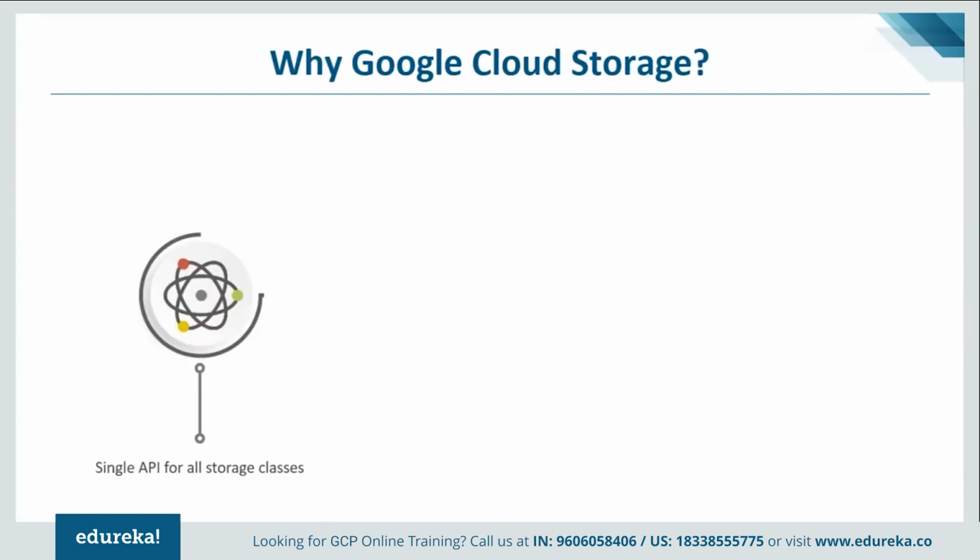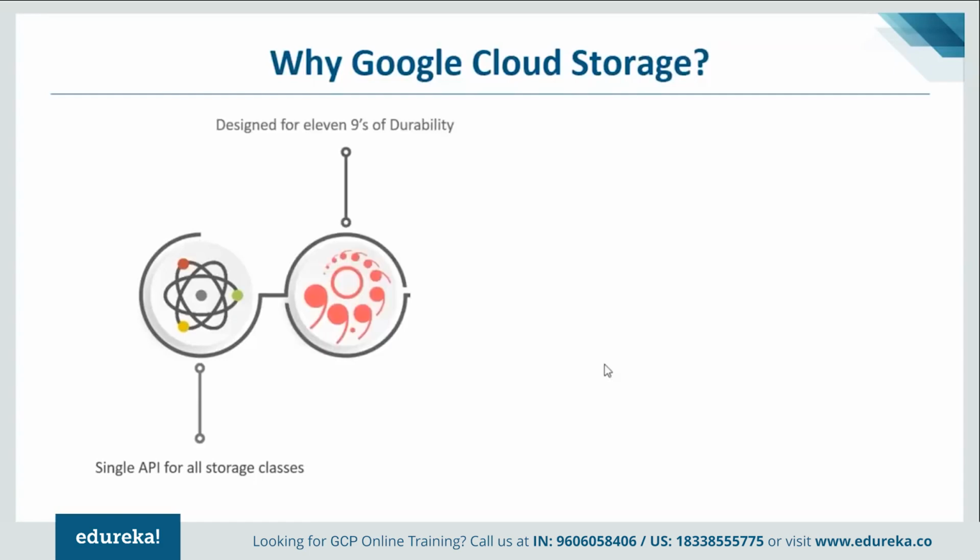So let's understand why we need Google Cloud Storage. First of all, it has a single API for all storage classes. The cloud storage's consistent API, latency, and speed across storage classes simplifies development integration and reduces code complexity. You can set custom policies to transition data seamlessly from one storage class to the next, depending on your cost and availability needs at the time.